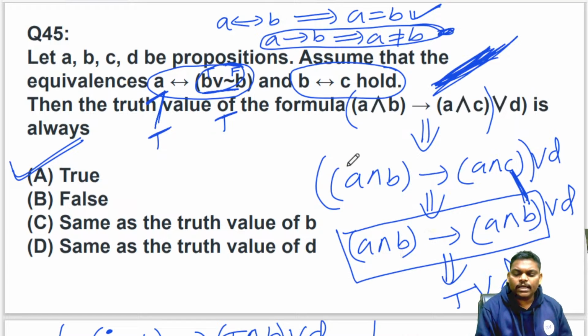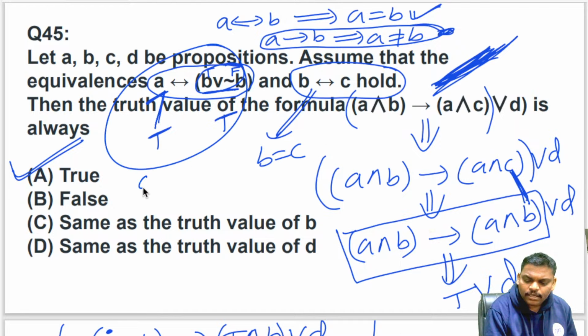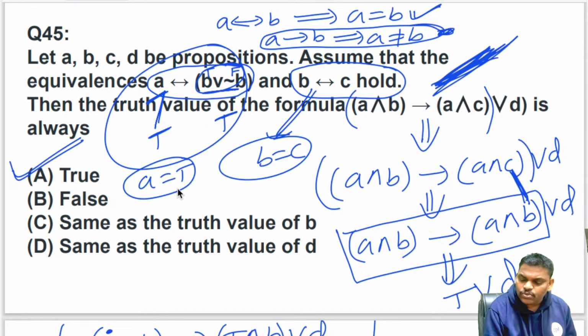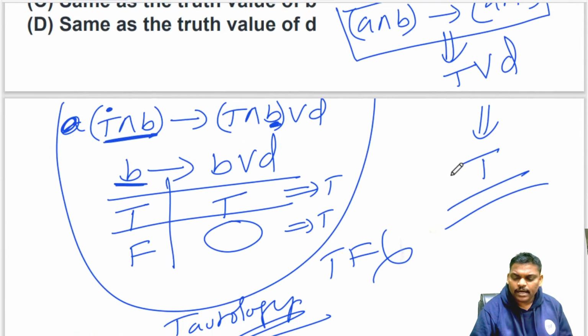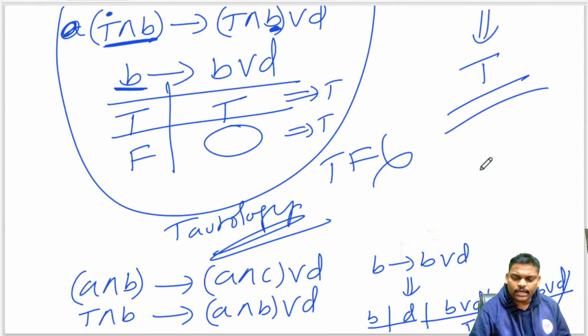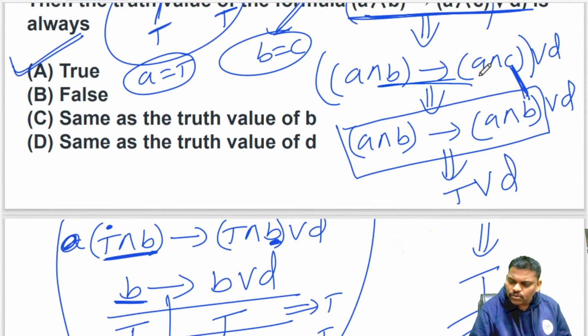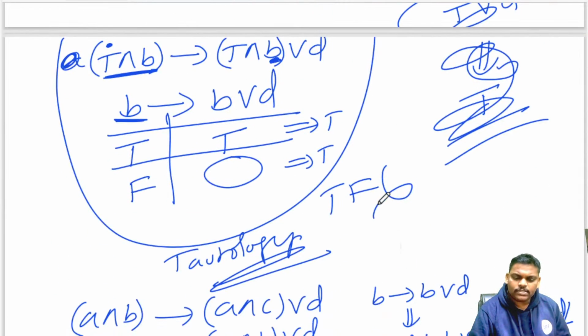The only conclusion I can say is A is equal, right? From this I can say B is equal to C. From this I can say A is true. These are the only conclusions I can give. Those values you substitute in this, right? You will get the final truth. So I think this is also not required. You can go with this. This is the final conclusion.